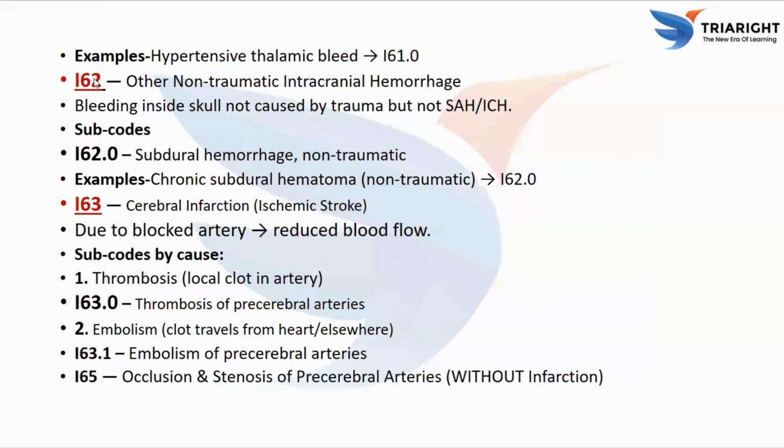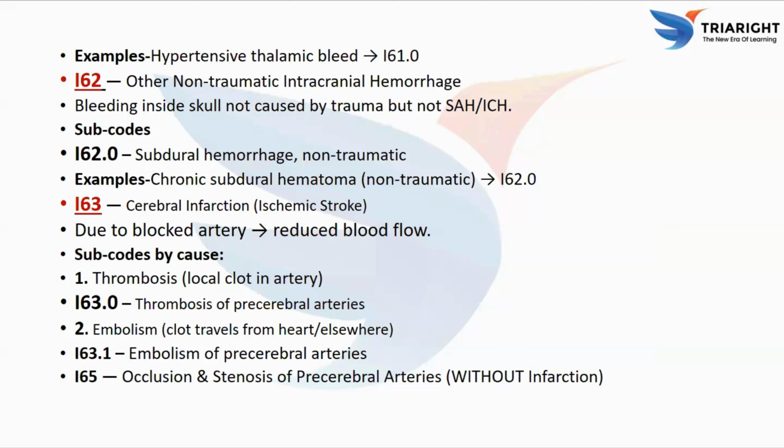Next, coming to the I62 code. What does it describe? Other non-traumatic intracranial hemorrhage. What does that mean? Bleeding inside the skull but not due to trauma and not due to subarachnoid hemorrhage. Think of it as other types of internal head bleeds that don't fit into I60 or I61.